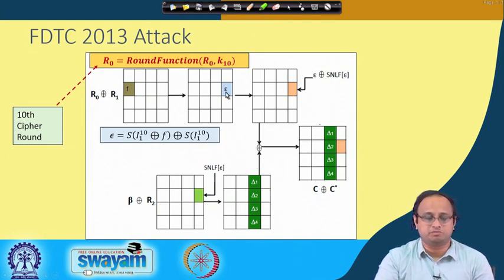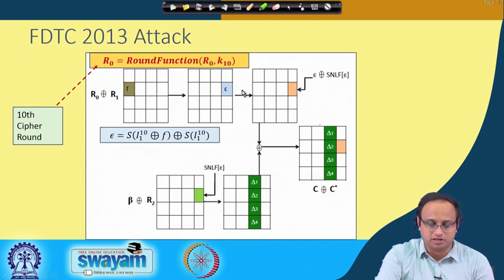But always remember that there is also a shift rows, and because of the shift rows this particular byte gets shifted to this location, and then something interesting happens. This is essentially the usual encryption process for AES.